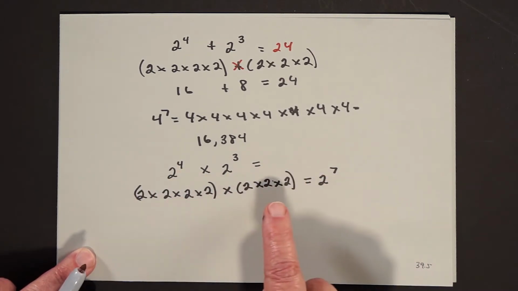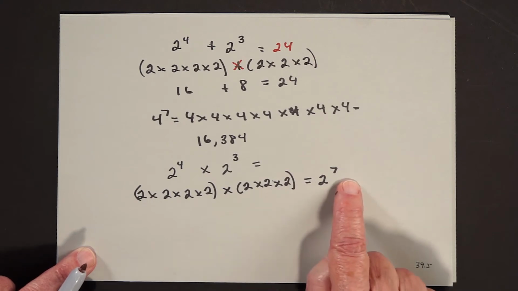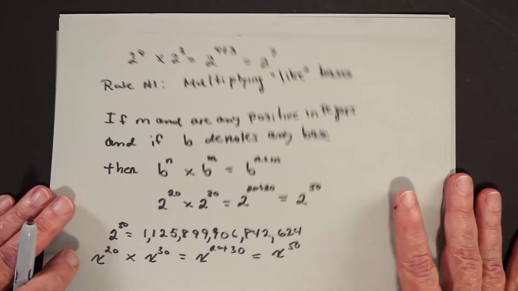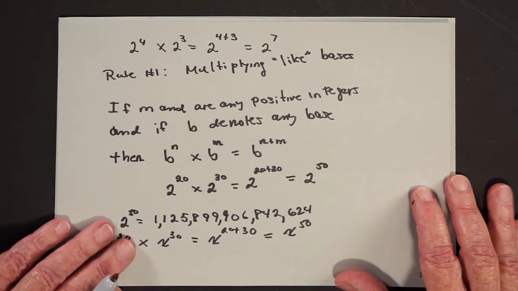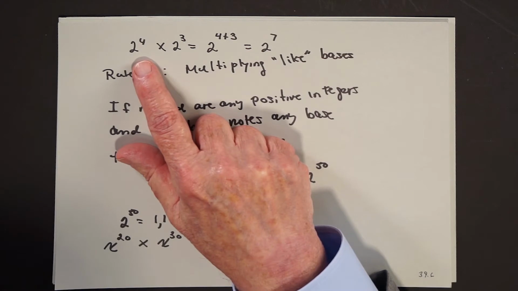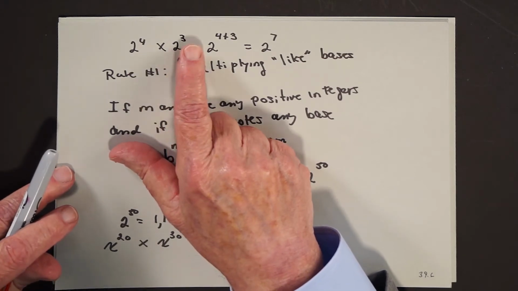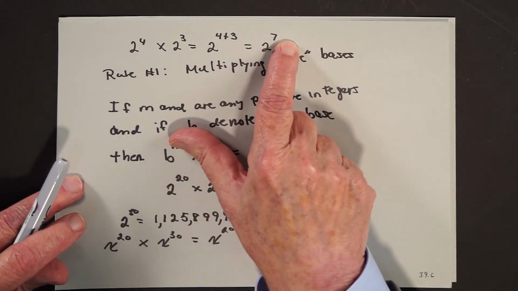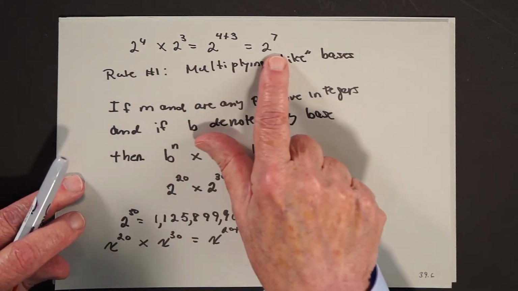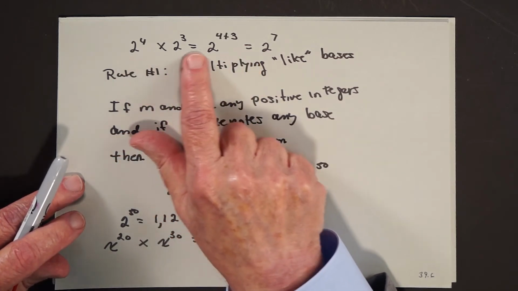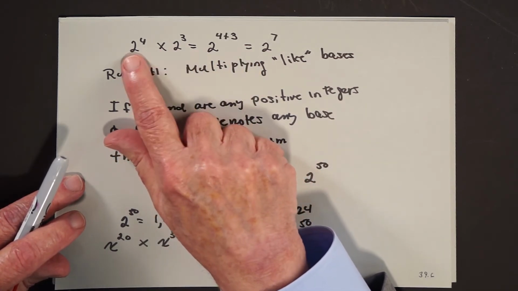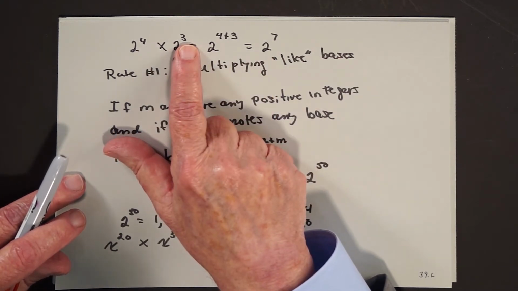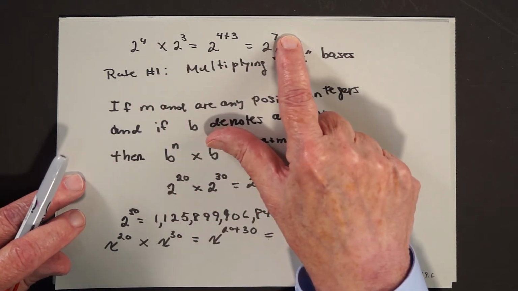4 factors of 2 times 3 more factors of 2, that's 7 factors of 2 altogether. So now I can make up a shortcut. When I have 2 to the 4th times 2 to the 3rd, I have 4 factors of 2 multiplied by 3 factors of 2. That gives me altogether 4 plus 3, or 7 factors of 2. In other words, now that I see the answer over here, look what happened. The 2 was the base here, it's still the base here. 4 and 3 were the exponents here. 4 plus 3 is the exponent over here.